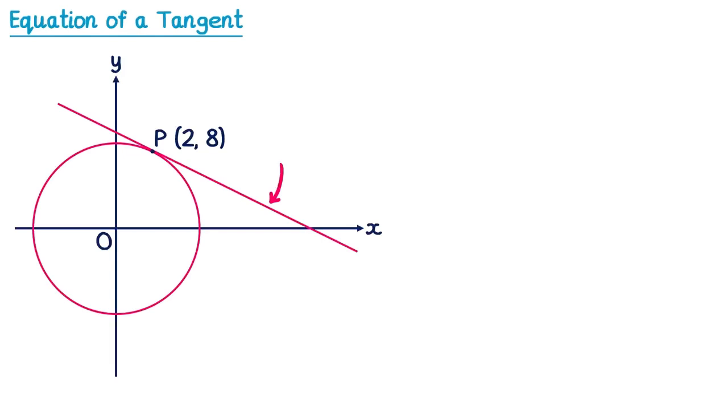The first step in this process is to draw a line from O, the origin, up to P. We're then going to find the gradient of the line from O to P. To do this, we draw a gradient triangle, so one that looks like this. We then need to find the change in y and the change in x. The x-coordinate of O is 0 and the x-coordinate of P is 2, so the change in x must be 2. The y-coordinate of O is 0 and the y-coordinate of P is 8, so the change in y must be 8.